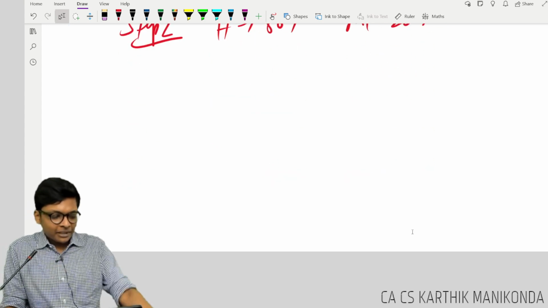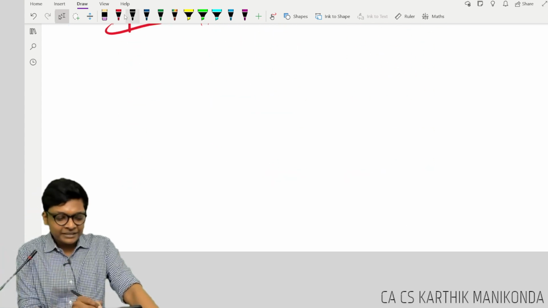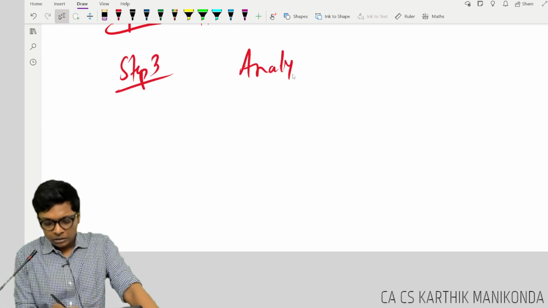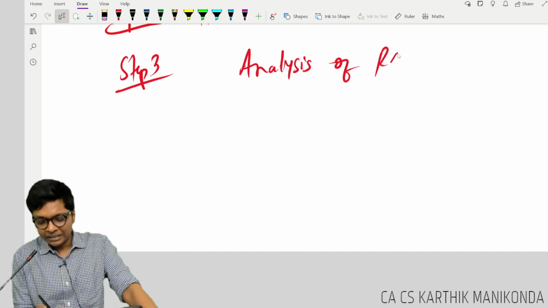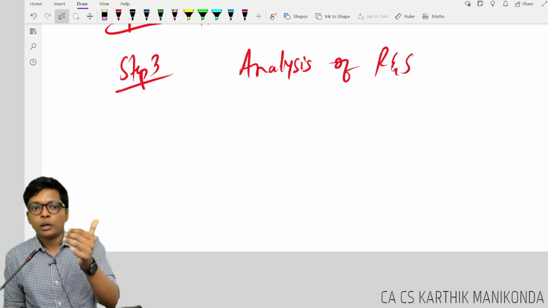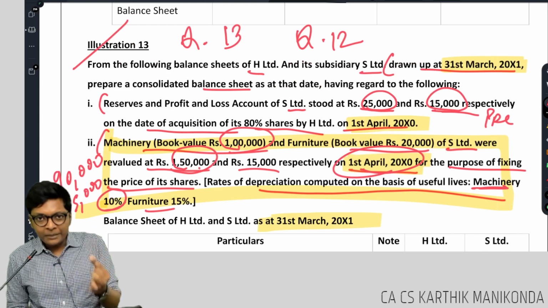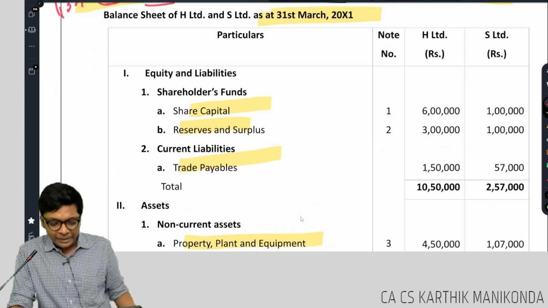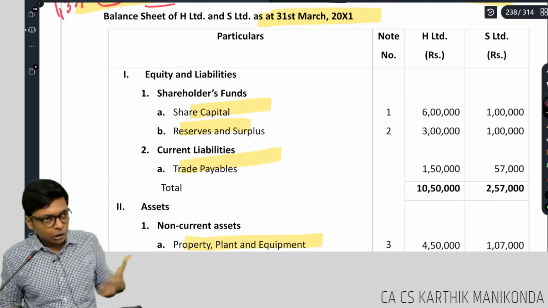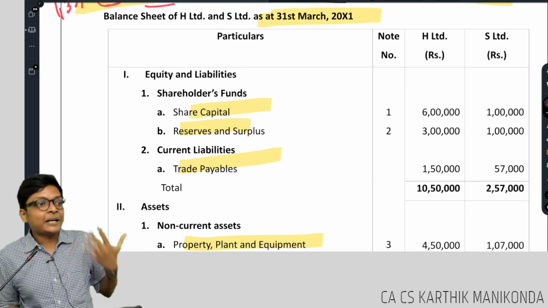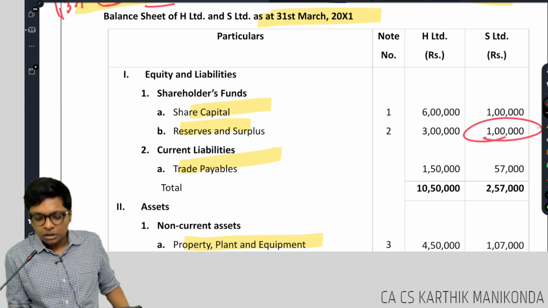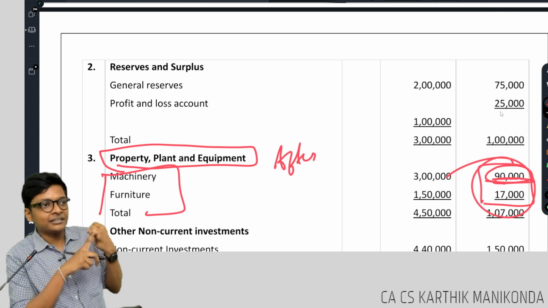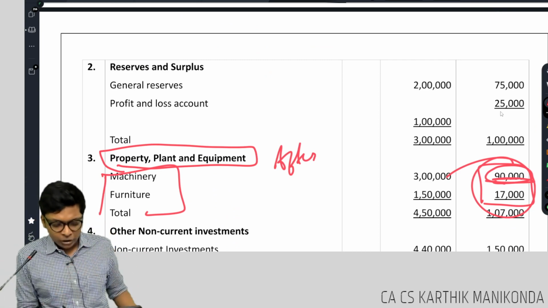Done. Step number 3, like always, the key step is step 3, which is analysis of reserves and surplus into pre and post. We have to go one by one for each reserve. First come down to the balance sheet. Whose reserve do I have to look at? Subsidiary. Subsidiary reserve is how much? 1 lakh. The 1 lakh is broken down into general reserve and P&L. Let's go in the same order.